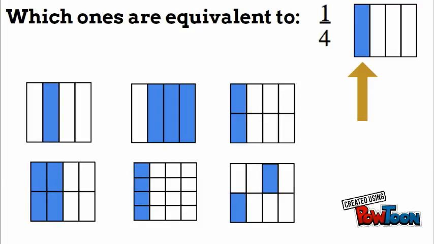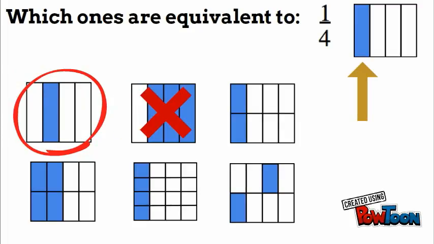Now, if we look at this first one, I see it's got 1 out of 4 parts shaded, which is the same thing as 1/4 that was given to us. Even though it's in a different spot, it's still equivalent. Now if we look at the next one to the right, it's got 3 bars shaded, so that one is not equivalent.